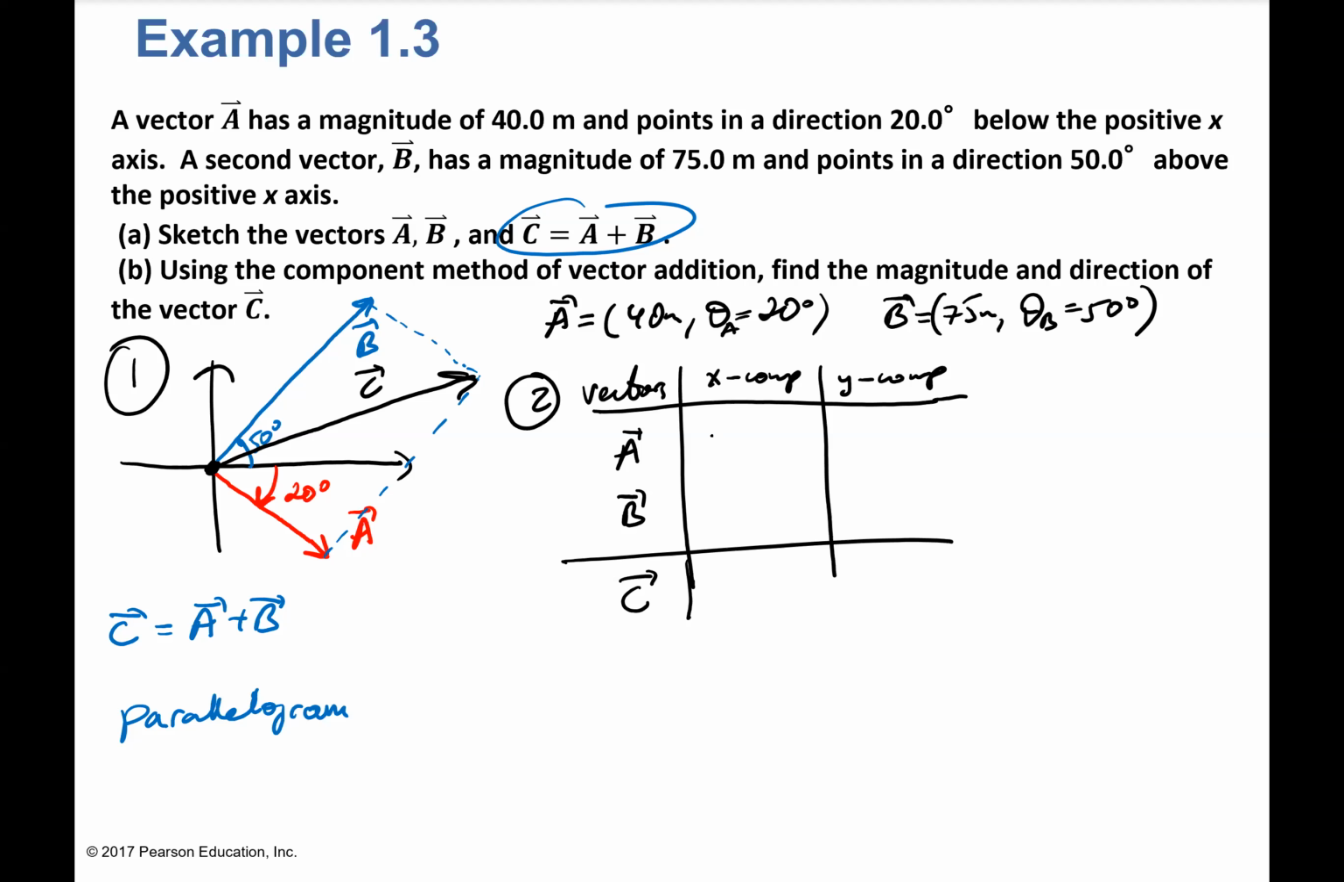A cosine theta, and the y component will be A sine of theta. Now one thing we know is that vector A is in the fourth quadrant, so the y component should be negative, so we put that negative over there. B is B cosine theta for its x component, and B sine of theta for its y component.